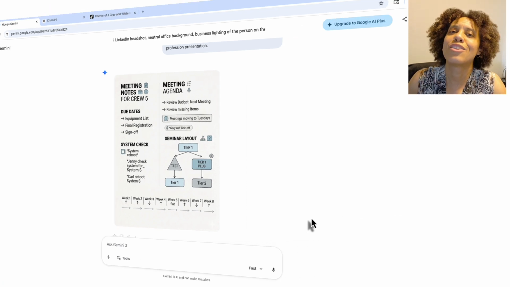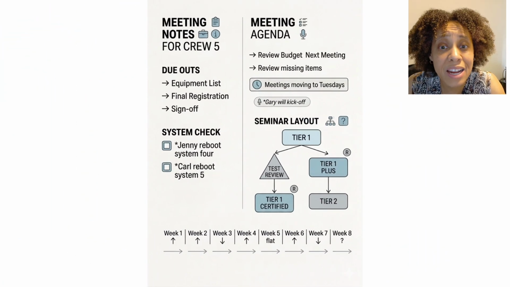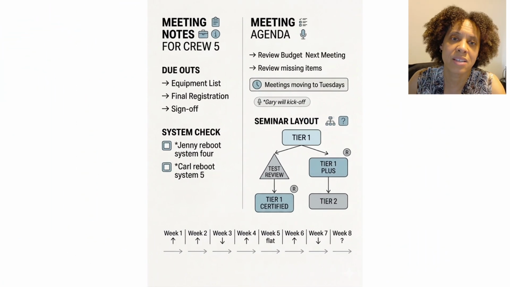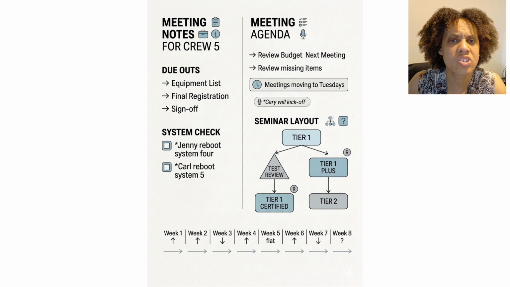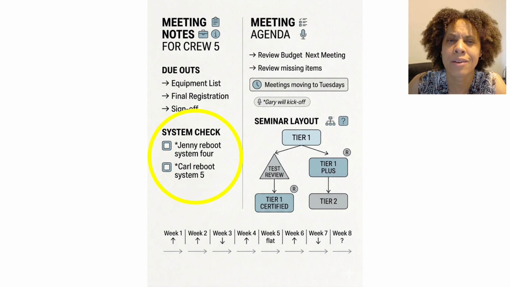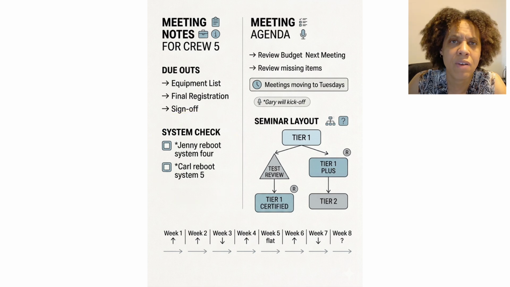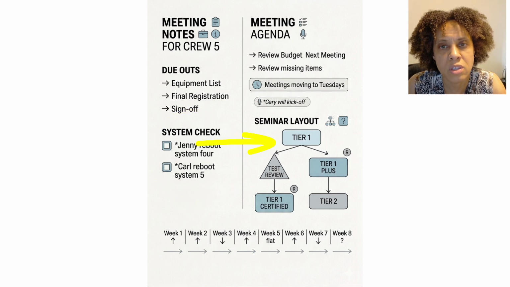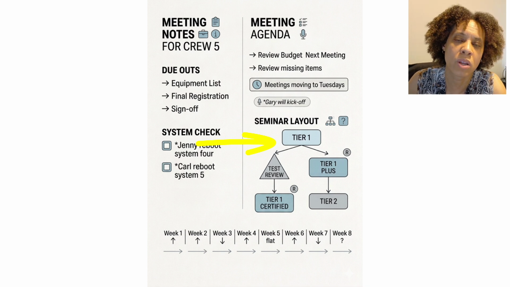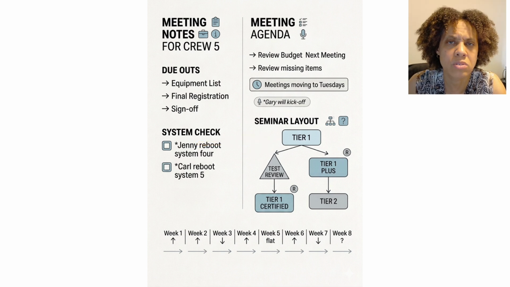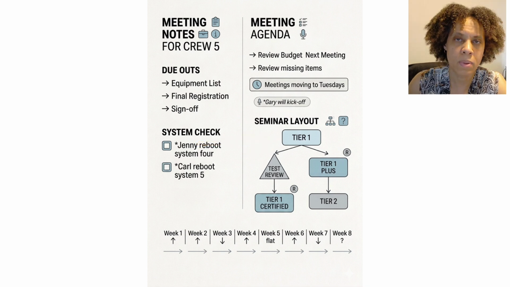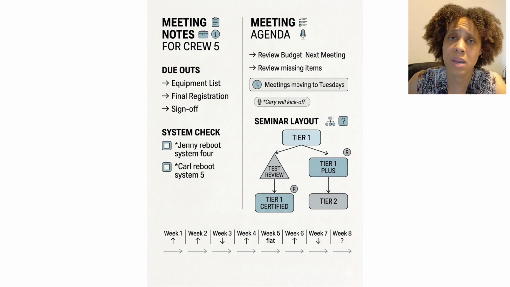Now, I had to do a little bit of refinement with this diagram, but it actually made something really nice. I had to refine, like I think where it says Jenny reboot system 4, it had an underscore, and the Carl reboot system 5. Instead of the 5, I believe there was an S. And then as you can see over under the seminar layout, if you compare it to the handwritten notes, it kind of messed up the diagram. So sometimes you have to do some refining, but if you play around with it, it can actually make something really nice and a professional looking diagram.